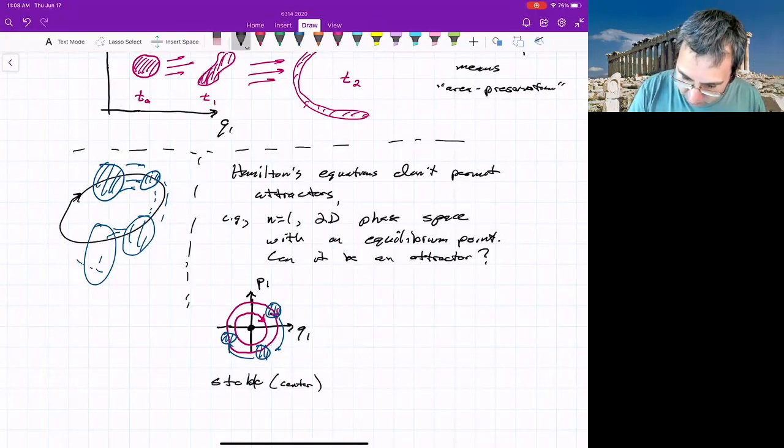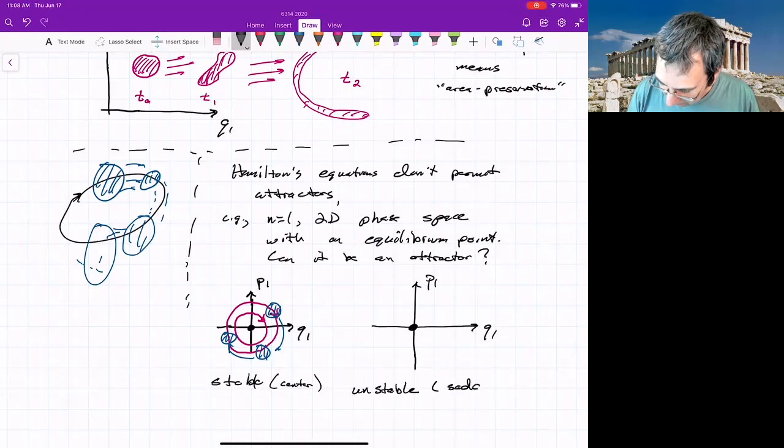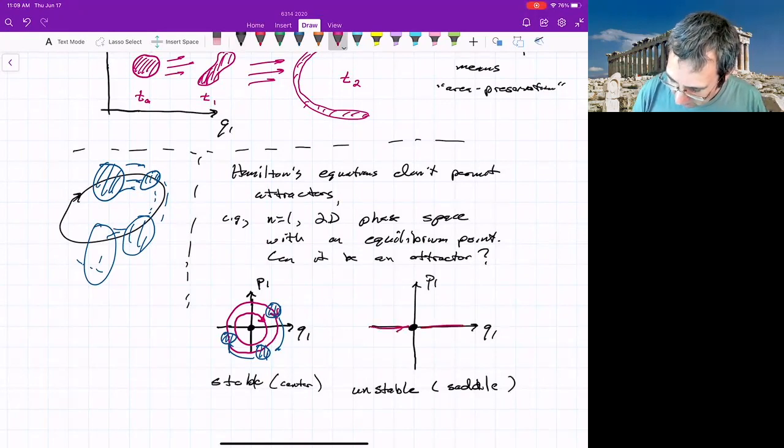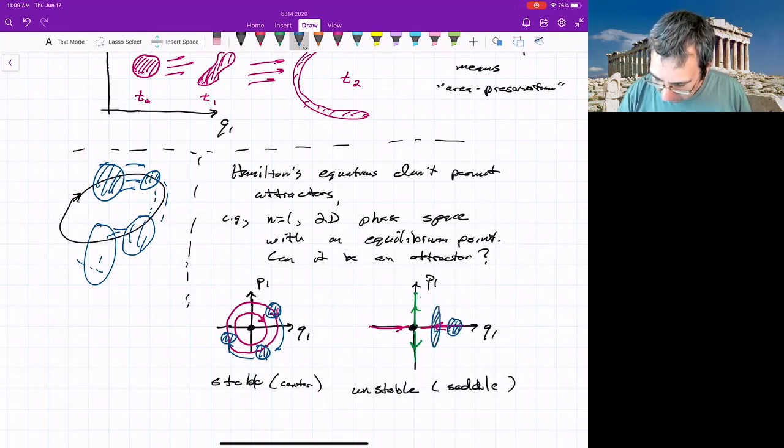The other situation you could have, the only other situation because of volume preservation, would be that your fixed point is unstable, but a particular type called a saddle, meaning it has a direction coming in and then a direction going out. And so if you had a blob of initial conditions, that blob will get stretched, but you could still have volume preservation. You can't have anything else.